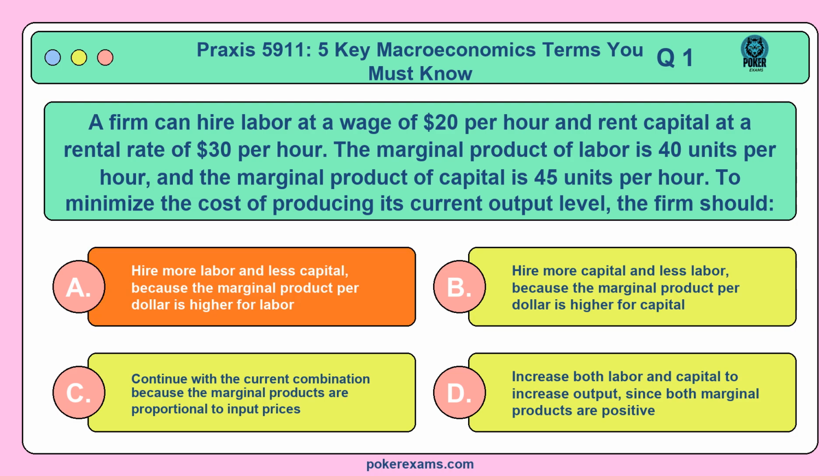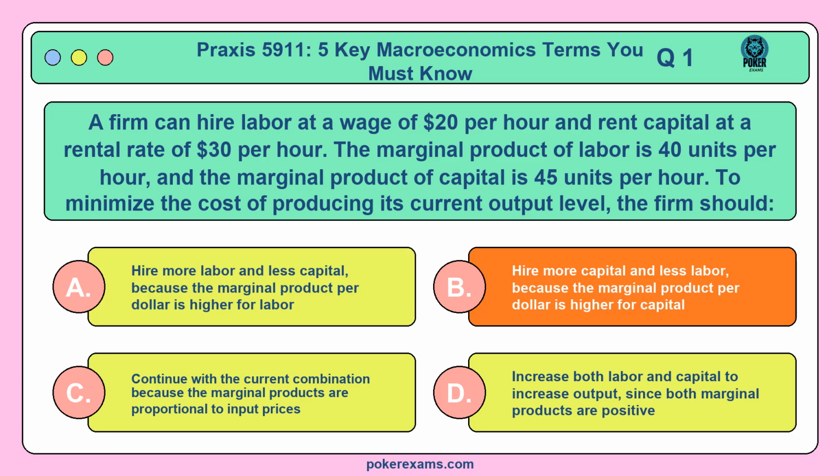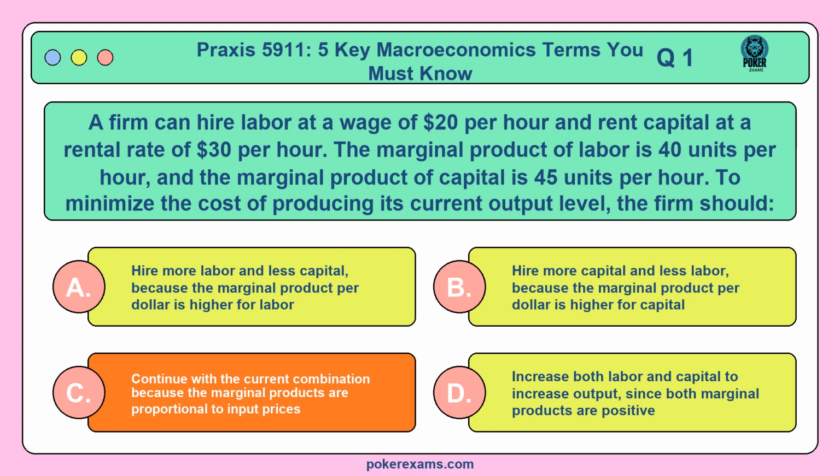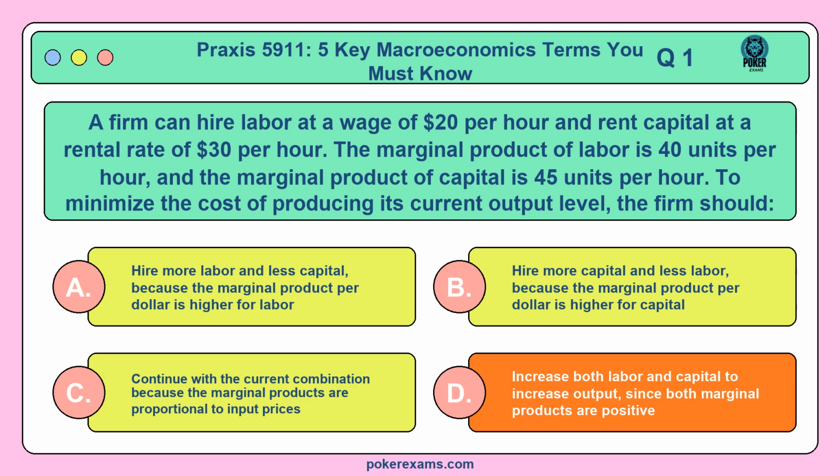Option A. Hire more labor and less capital because the marginal product per dollar is higher for labor. B. Hire more capital and less labor because the marginal product per dollar is higher for capital. C. Continue with the current combination because the marginal products are proportional to input prices. Or D. Increase both labor and capital to increase output, since both marginal products are positive.